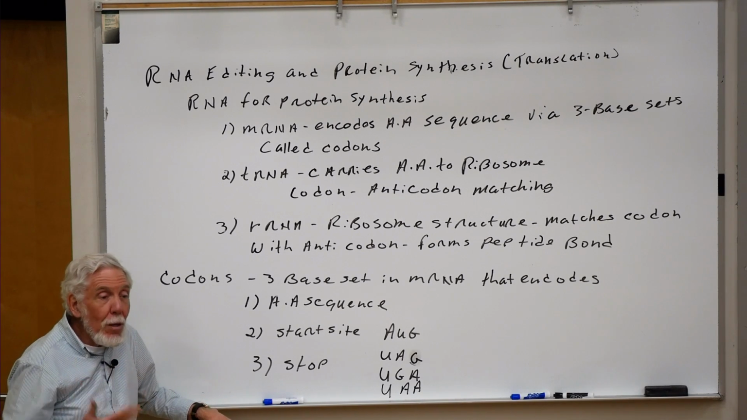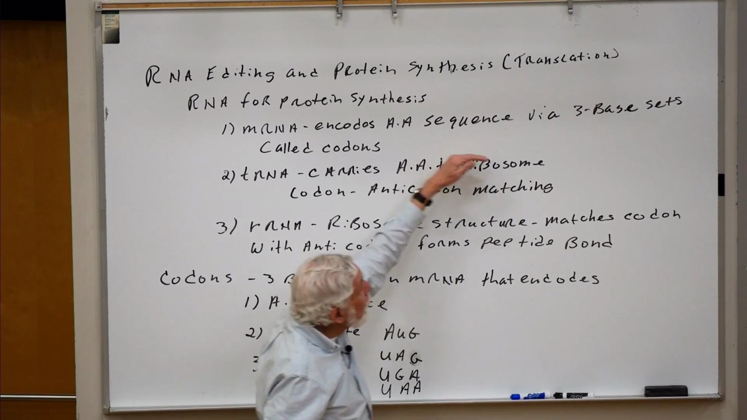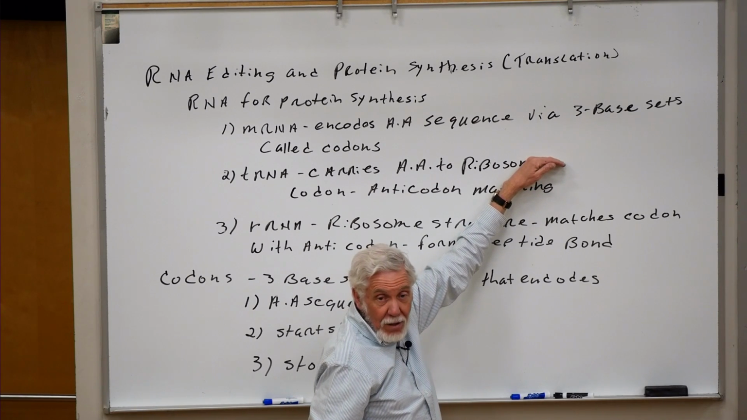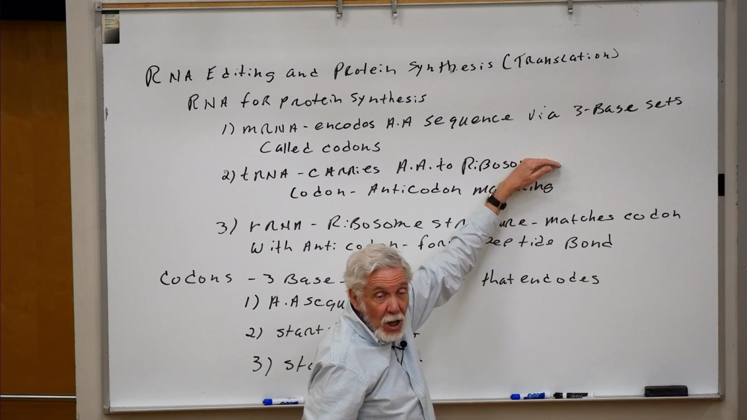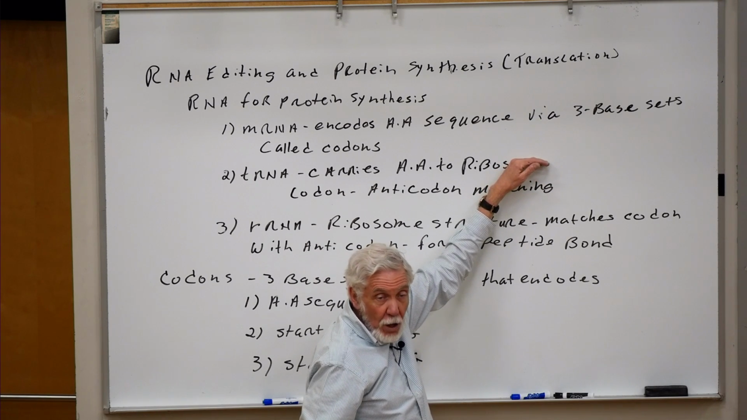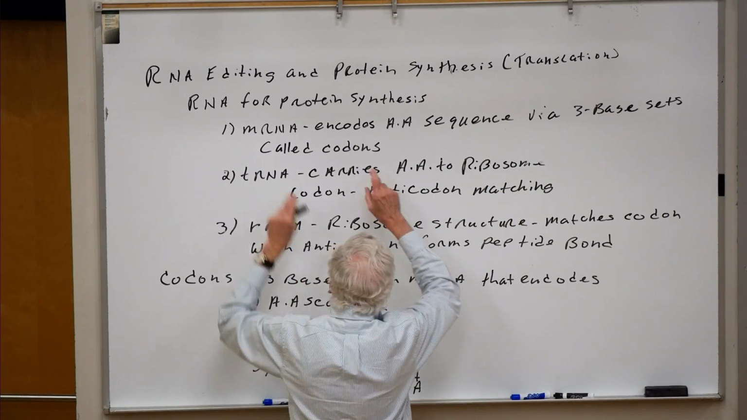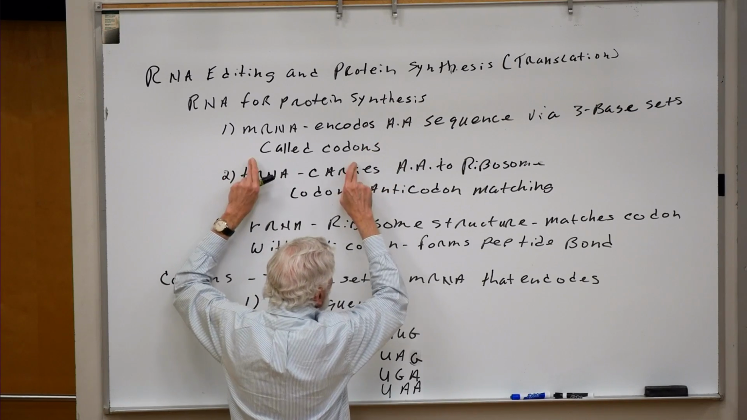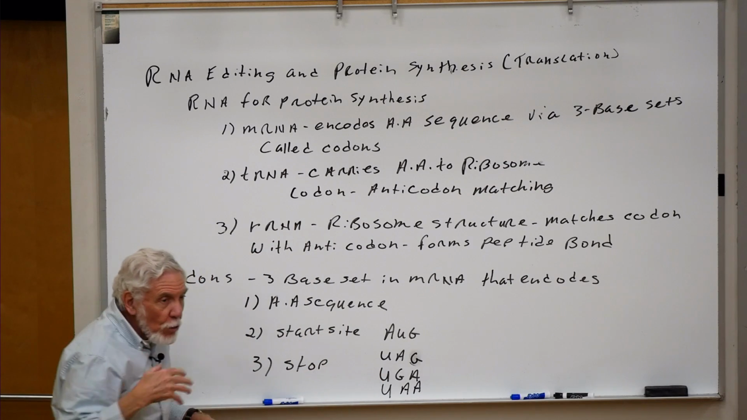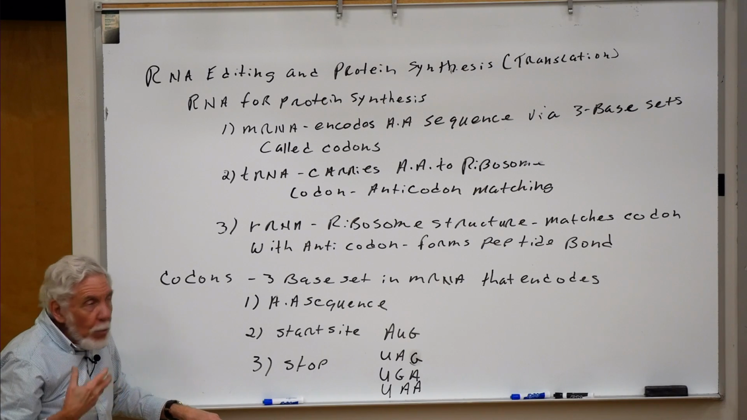That means we have to use a 3-base set. The 3-base set is the codon. If you do the statistics on that, you see that a 3-base set has 64 different combinations. So we have 64 different combinations for 20 amino acids. So there's certain redundancy in the system. It's called the degeneracy of the code. Now, that's a detail. But what I do want you to hold on to is that there are going to be 3-base sets called codons in the mRNA that are going to determine the amino acid sequence of the resulting protein. But the mRNA in itself is not sufficient to make proteins.